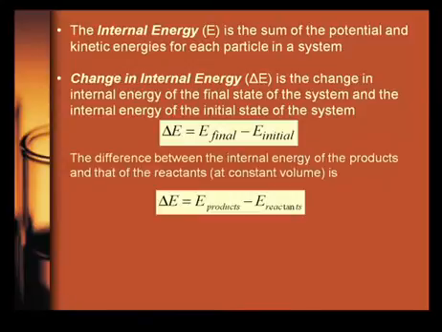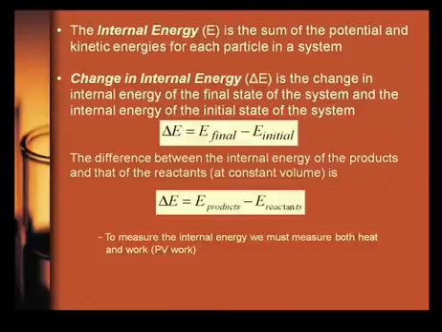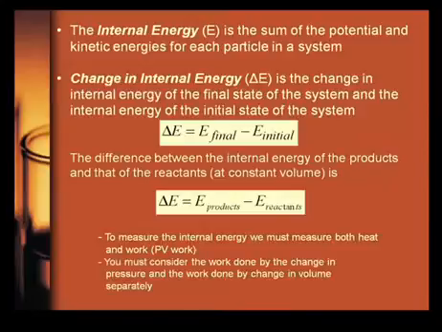The difference between the internal energy of the products and that of the reactants at constant volume is delta E equals E products, or the internal energy of the products, minus E of the reactants, or the internal energy of the reactants. To measure the internal energy, we must measure both heat and work, or PV work, pressure volume work. We must consider the work done by the change in pressure and the work done by the change in volume separately.